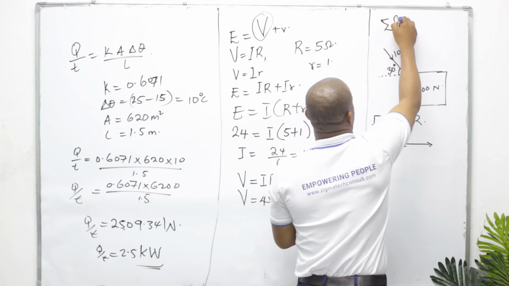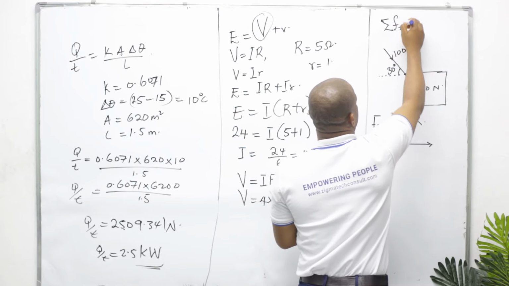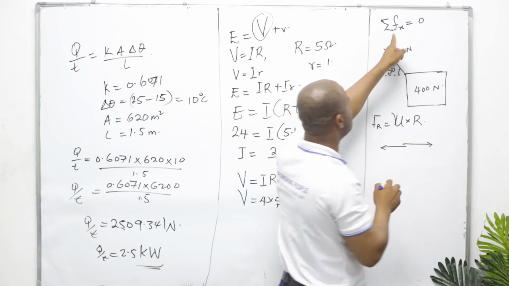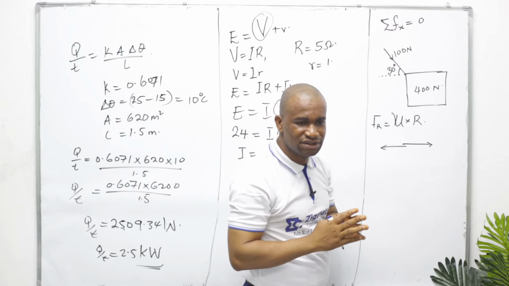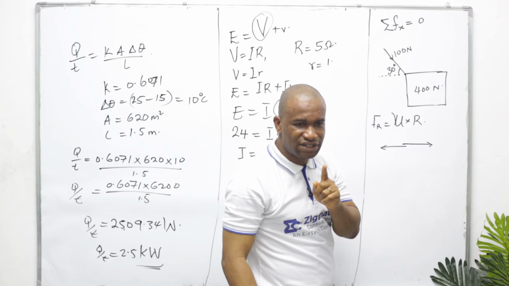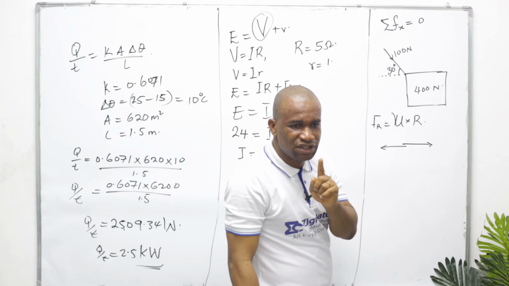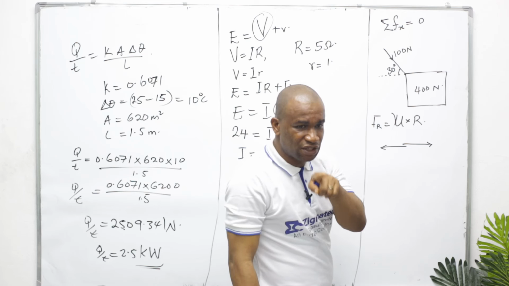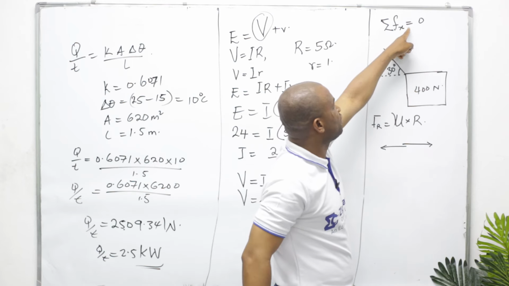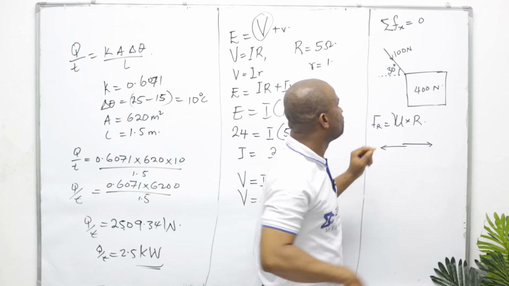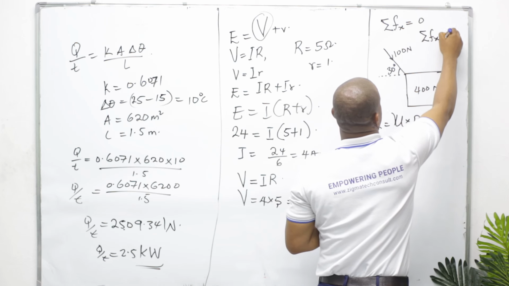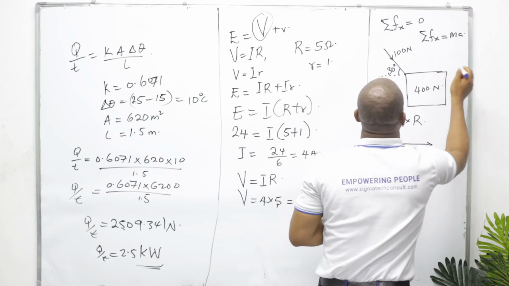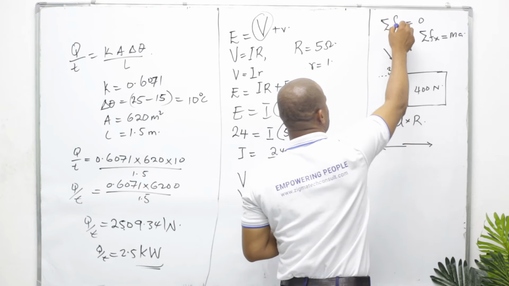Summation of force of this x must be equal to 0. It is going to be equal to 0 if the body is moving with a constant speed. And was that shown here? We need to be sure, yes, the body is moving with a constant speed. So I am going to use this principle. However, if the body was moving with an acceleration, I'm going to say this is going to be equal to ma. Now the question is, what is summation of Fx?